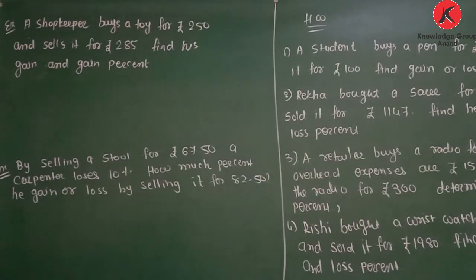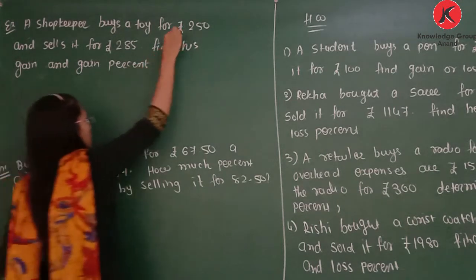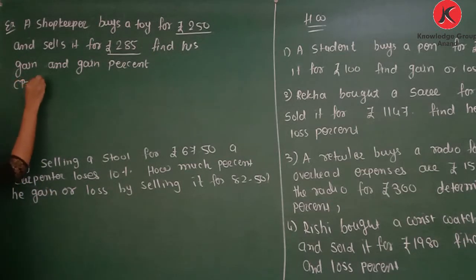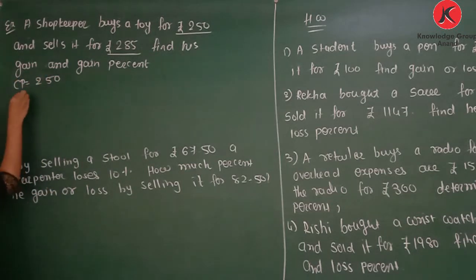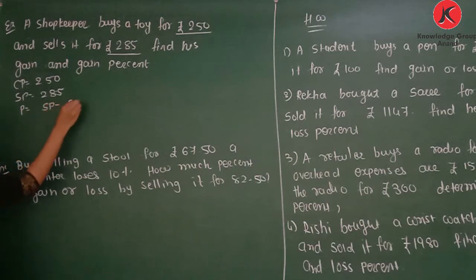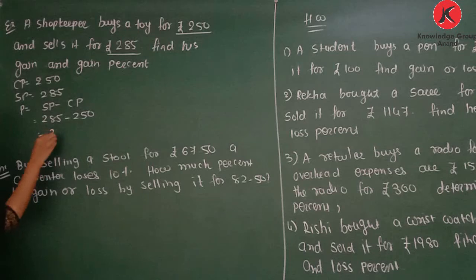So now next example. A shopkeeper buys a toy for ₹250 and sells it for 285. Find his gain and gain percent. So here cost price and selling price are given. Cost price is 250, selling price is 285. Now selling price is more, so profit is equal to SP minus CP. So it is 285 minus 250, that is 35 rupees profit.